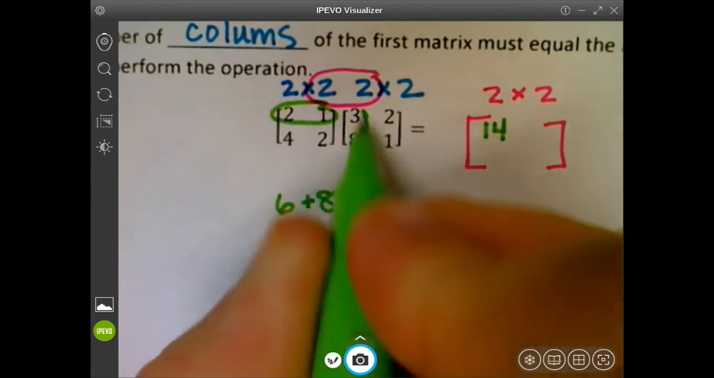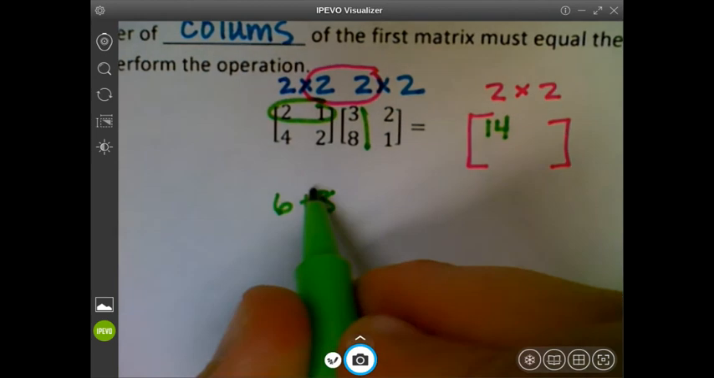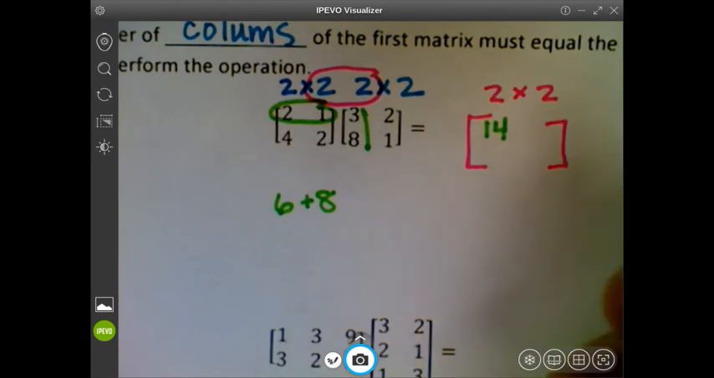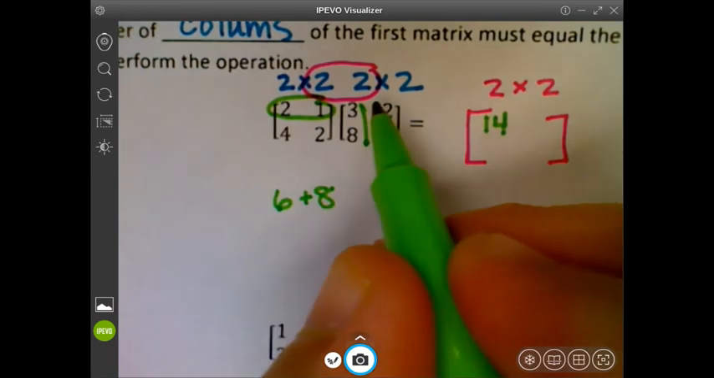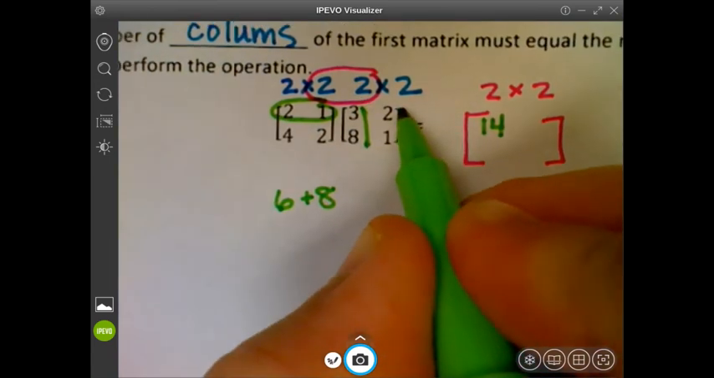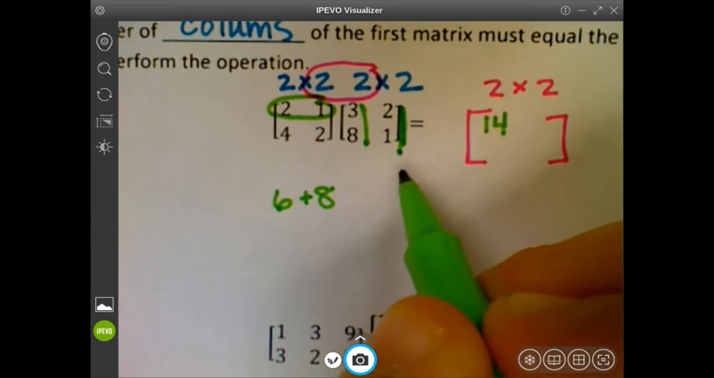So the first row, first column, the first spot there, is the number 14, from 6 plus 8. And then to get the other numbers, you're going to continue. You can do the first row now, and instead of the first column, you multiply by the second column. So you're going to repeat, but use a different column.